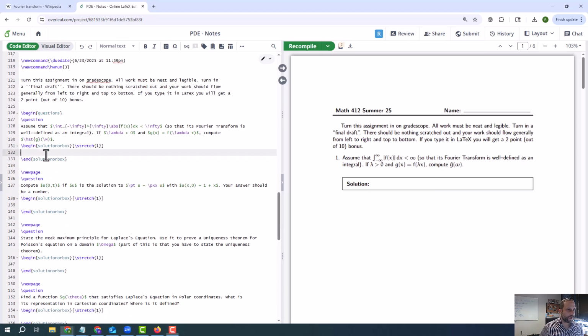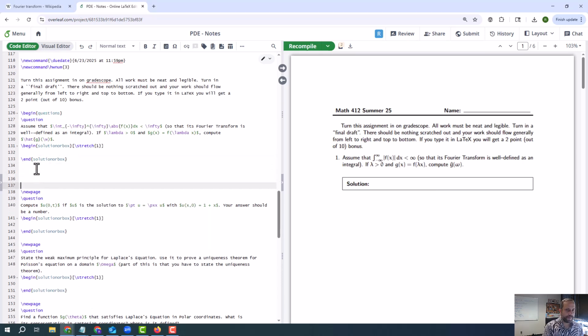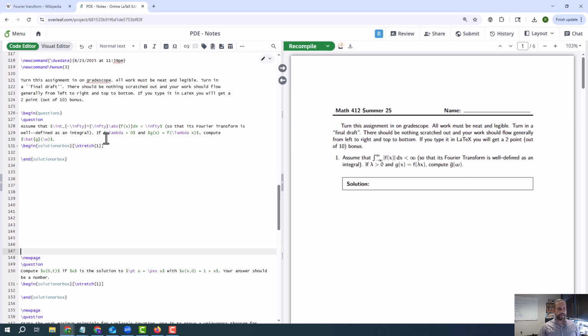Okay, so let's look at this problem right here. Let me get that down. All right, doing this Fourier transform. So look, when I say that this integral is less than infinity, I mean that its Fourier transform is well defined as an integral, meaning that we can just compute its Fourier transform from the definition and don't have to do any other, more advanced thing than just compute the integral.